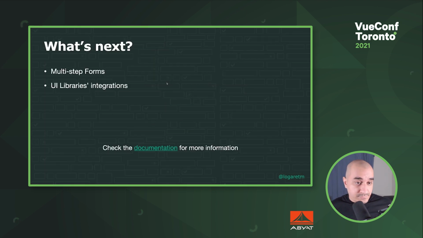Now, what's next? Well, we don't really have solid plans yet, but multi-step forms are something I'm eyeing, and I'm not sure yet what can be done here. Maybe we'll integrate with another library that really does a great job at doing this, and offer more examples for the UI libraries in general, the popular ones like Vuetify, as they become ready for Vue 3. You can check the documentation for the existing ones and for more information.